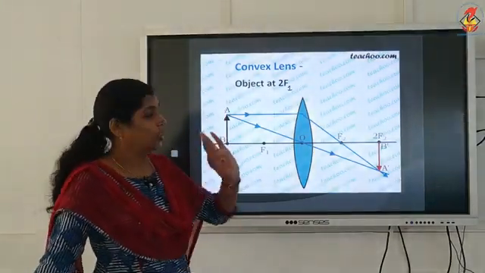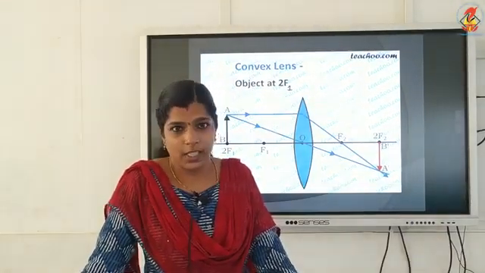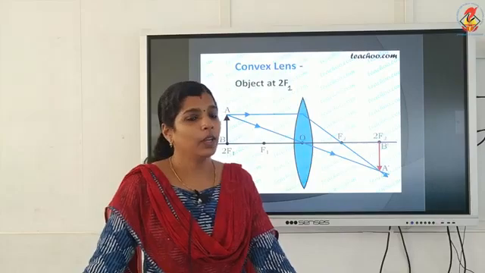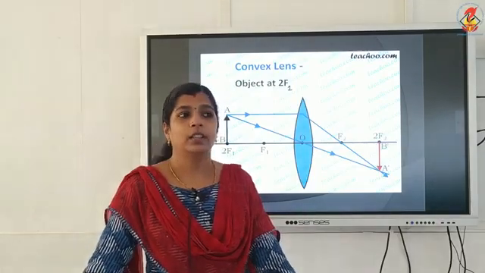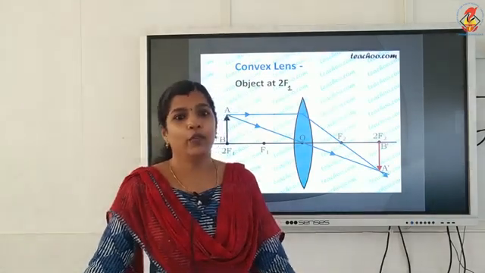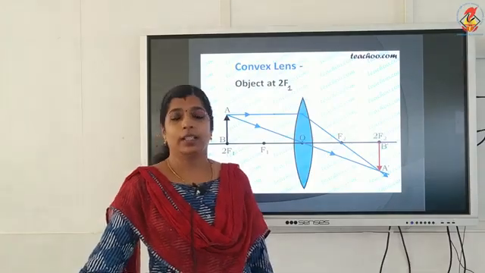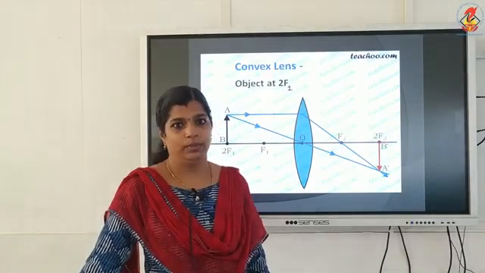So, we did 3 ray diagrams in this video. First one, when the object is at infinity. Second one, when the object is beyond 2F1. Third one, when the object is at 2F1. Complete the ray diagrams in your notebook.